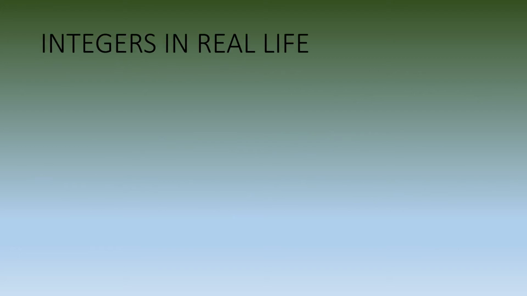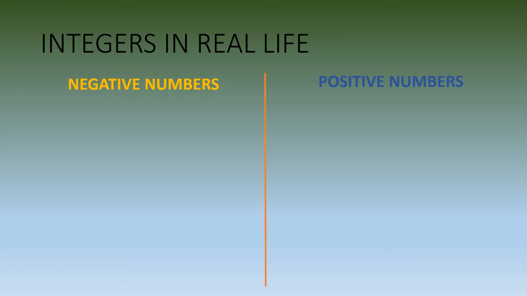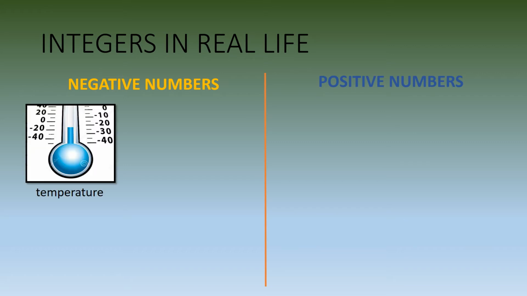Can we relate integers in real life? How can negative numbers or positive numbers be applied to real life situations? Let's take examples on negative numbers. Temperature. Below 0 degrees Celsius is needed in order to preserve foods inside the freezer or to keep your ice cream from melting. A -10 degrees Celsius will do.